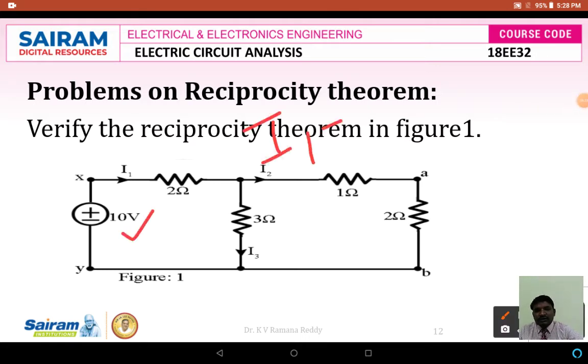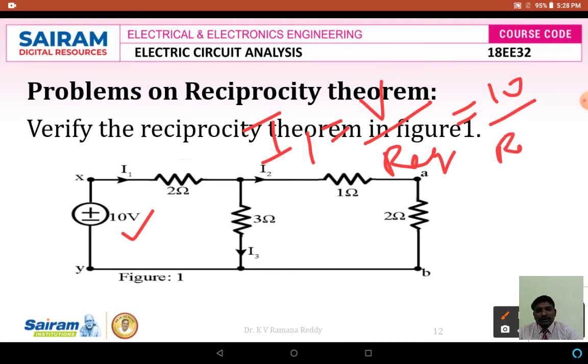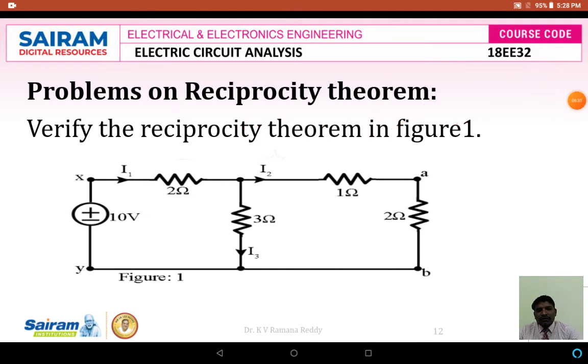Therefore I1 is equal to V divided by R equivalent. Here V is 10, but what is R equivalent, that is the question. So let us find the value of R equivalent. To find it, analyze the currents in the given circuit according to what is given in figure 1.